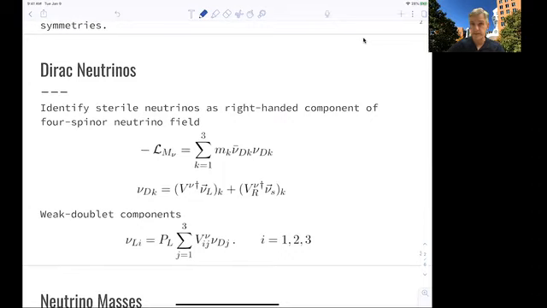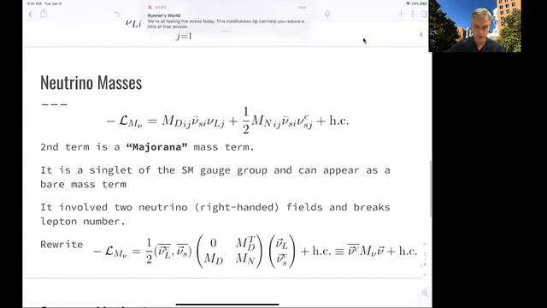We identify the sterile neutrino as a right-handed component of the spinor. I mentioned this already. And we basically couple the weak doublet components as we would expect to appear. The second term, the Majorana mass term, is interesting as we introduce another singlet into the standard model. So this can appear as a bare mass term with some consequences.